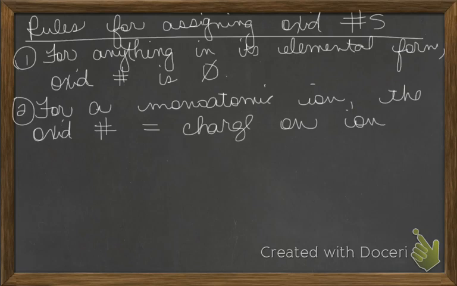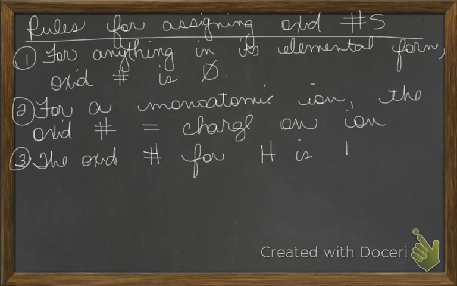Hydrogen is sometimes pointed out as special. The oxidation number for hydrogen is either +1 or +2. I'm sorry, I said +1 or +2. I meant +1 or -1. Anytime hydrogen is with a metal, it's -1. Anytime it's with a nonmetal, hydrogen is +1.